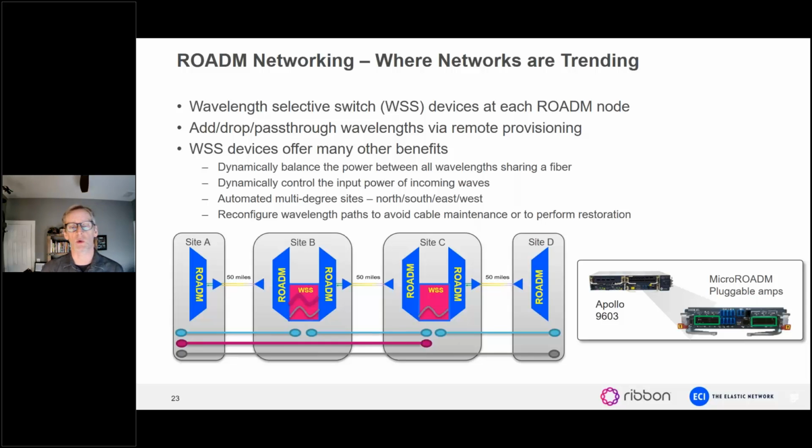And like I said earlier, we do have large carrier features and small carrier packages. When I started working with ROADMs a few years ago, ROADMs were giant systems.